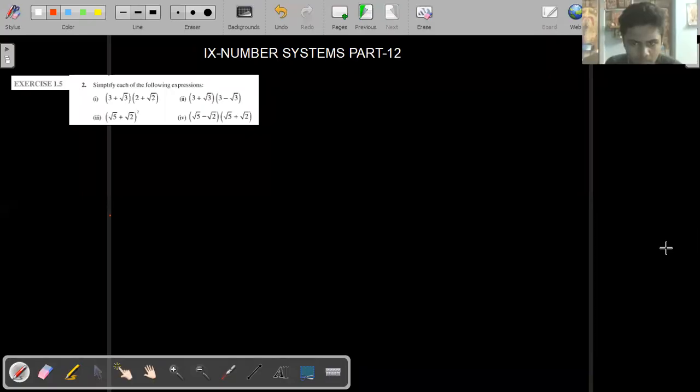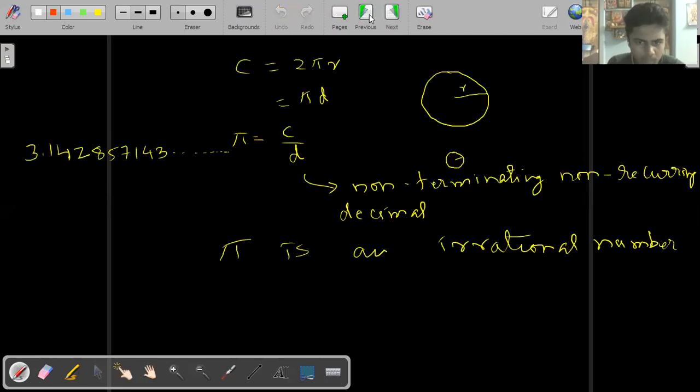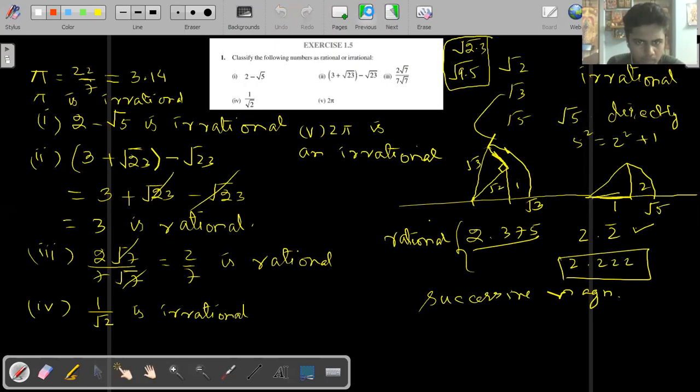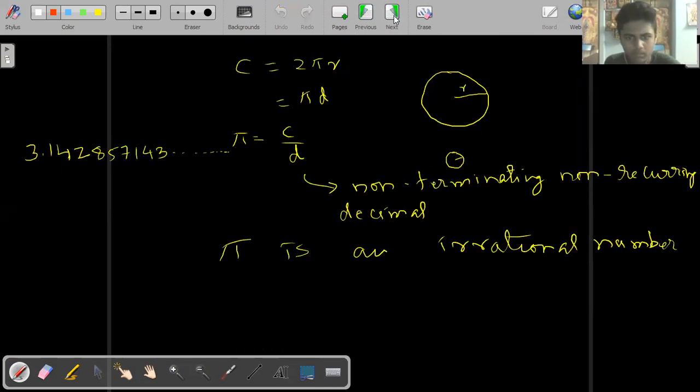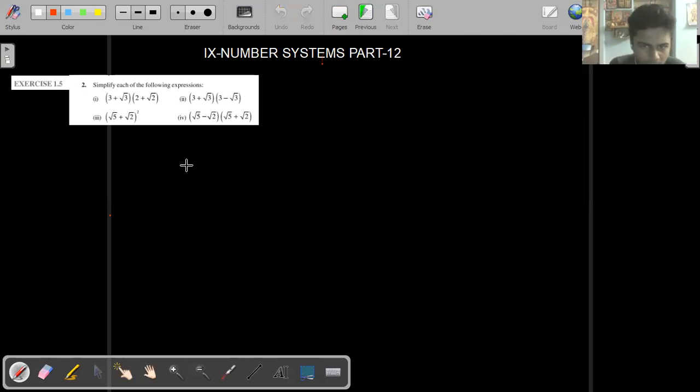Okay, so we can start part 12. Simplify each of the following expressions. Last time we discussed some formulas which will be used to simplify the equation. These are simple formulas. If it is a whole square, we will use the whole square formula.